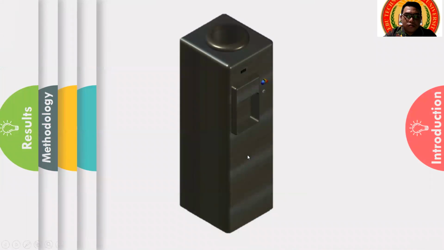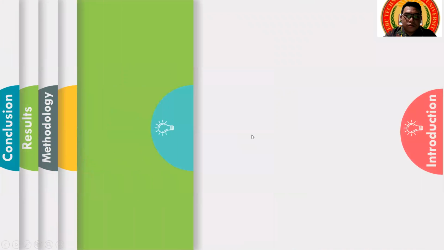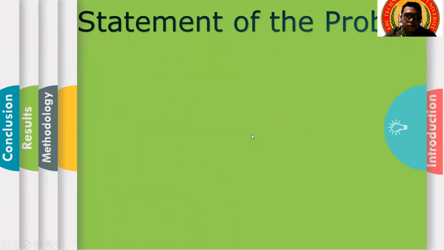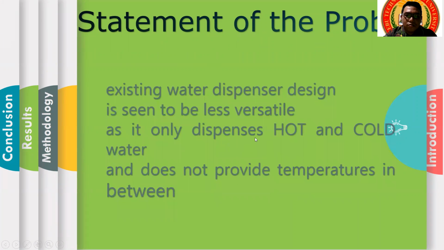So let's go now to the objectives. Or rather, the statement of the problem. So existing water dispenser design is seen to be less versatile as it only dispenses hot and cold water and does not provide temperatures in between.